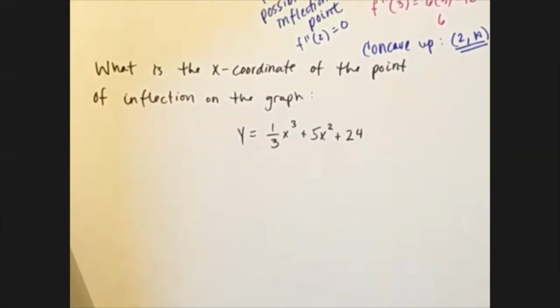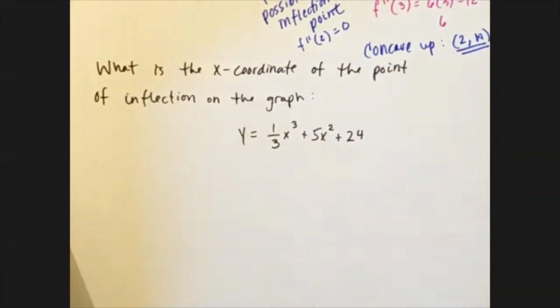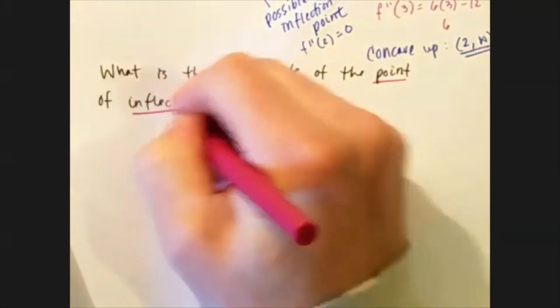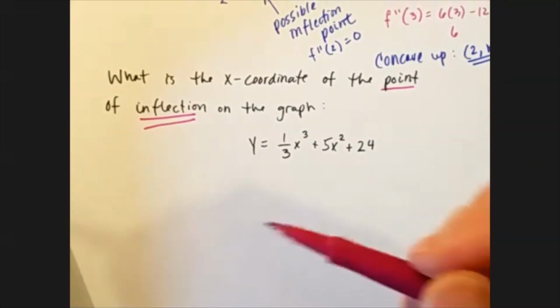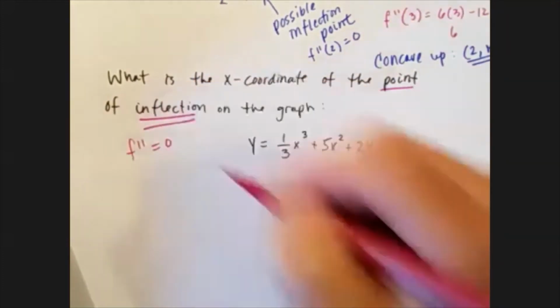Okay, Davin, my narrator, go ahead. Last one here. What is the x-coordinate of the point of inflection on the graph y equals 1/3 x cubed plus 5x squared plus 24? Wonderful. And Davin, while I've got you, key word to annotate: point of inflection. What's one thing that I need to find a point of inflection? What's one thing that has to happen? F double prime has to equal 0. Yes. And what else?